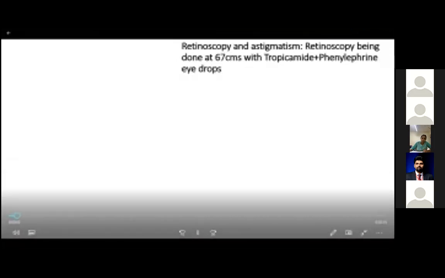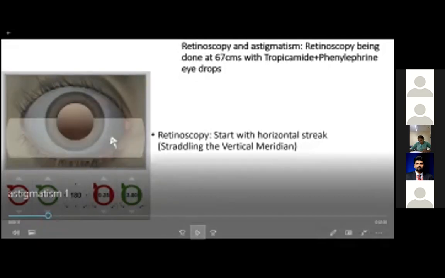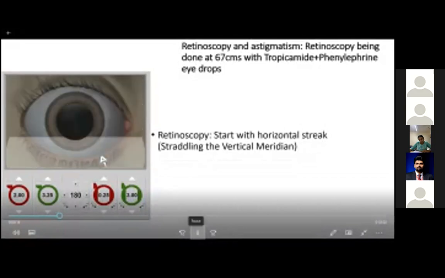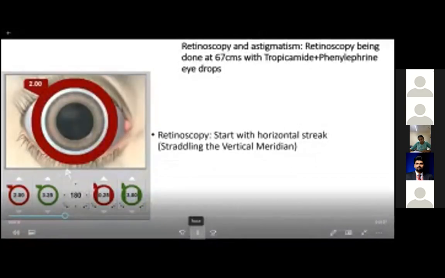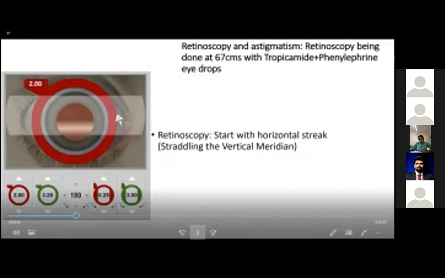So with this understanding, let us see another example of how astigmatism can be corrected using retinoscopy. So retinoscopy at 67 centimeters with T plus eye drops. So we know the error will be minus 2 diopters. Okay, so we are now getting an against motion for the vertical meridian. We are straddling the vertical meridian. So I'm adding a minus lens. So with minus 2, I've come closer to neutralization. I'll go on increasing it.